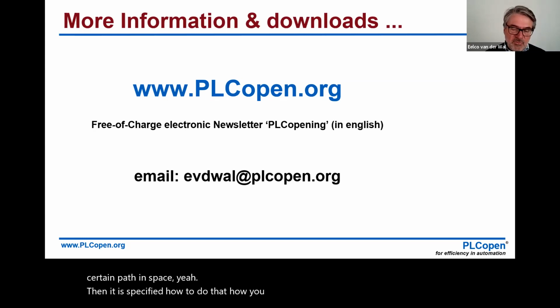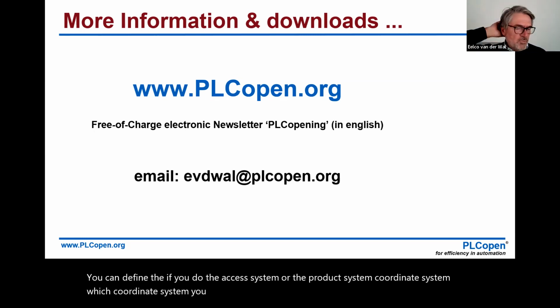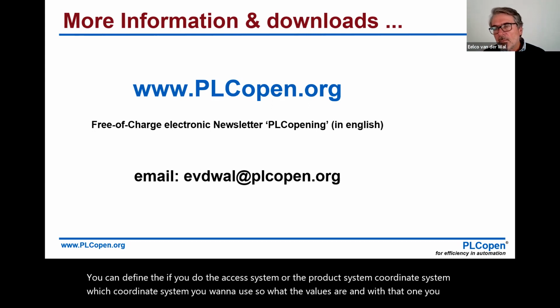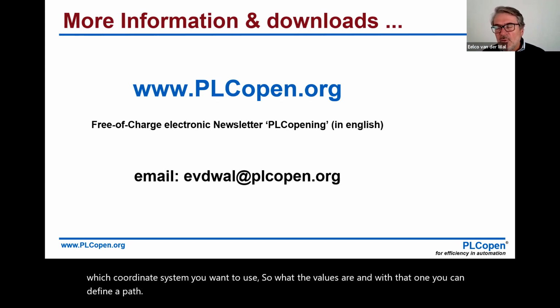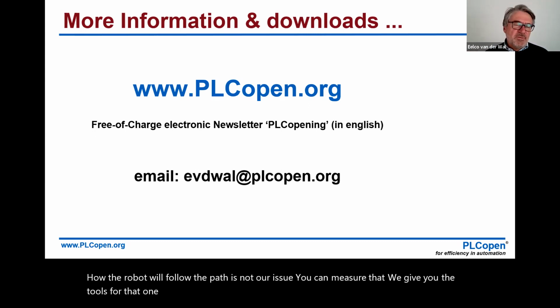There's a function block for it, and in the inputs you can define which coordinate system you want to use, the axis system or the product system. So that defines what the values are, and with that you can define a path. How well the robot will follow the path is not our issue. You can measure that. We give you the tools for that, but we do not pre-specify that part. That's up to the user.